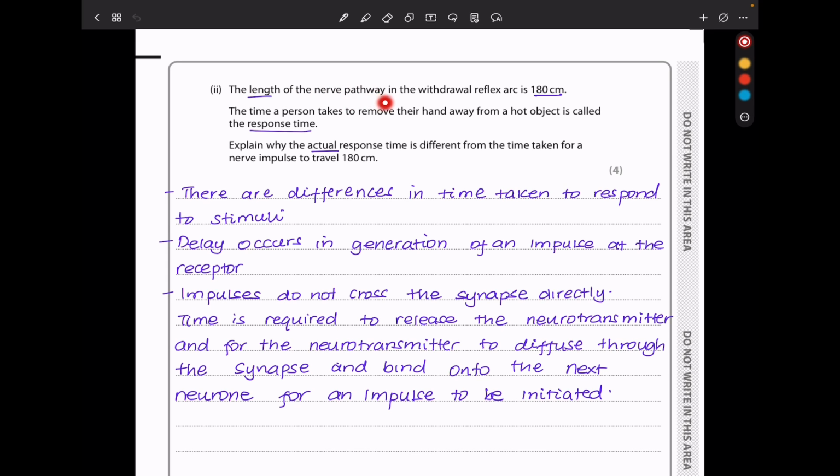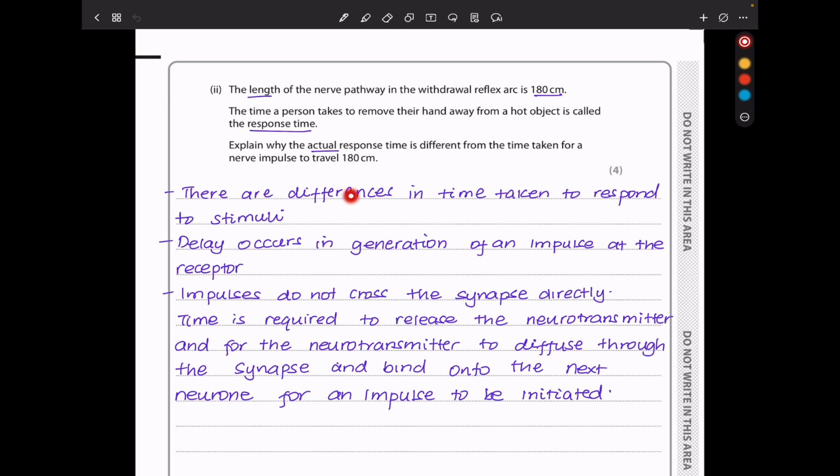The length of the nerve pathway in the withdrawal reflex arc is 180 centimeters. The time a person takes to remove their hand away from a hard object is called response time. Explain why the actual response time is different from the time taken for a nerve impulse to travel 180 centimeters. Our calculated time from the previous part is going to be shorter than the actual time it takes for the nerve impulse to travel. This is because in our calculation, we've not accounted for delays that occur during nerve impulse transmission. Delays do occur in the receptor, meaning delaying to convert the stimulus into an electric signal, and then delays do occur at synapses and so on.